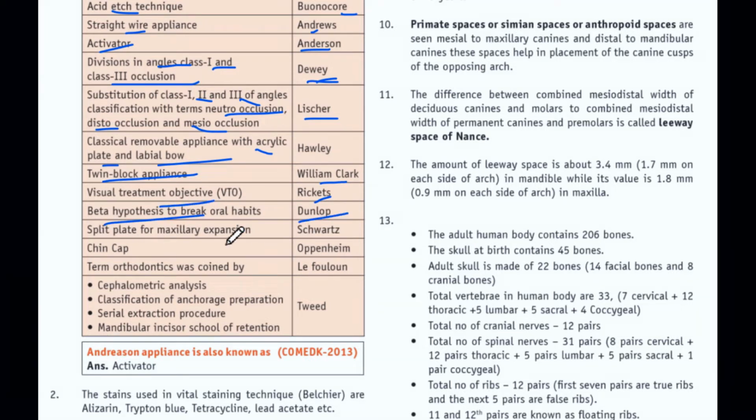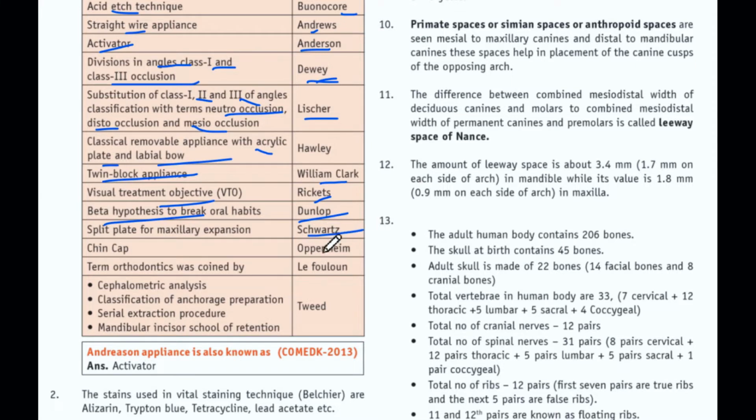We have Dunlop, who gave beta hypothesis to break oral habits. The child should be asked to sit in front of a mirror and asked to suck his thumb, observe himself as he indulges in the habit.